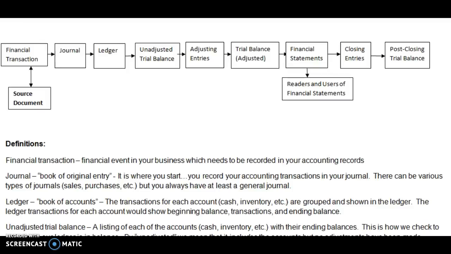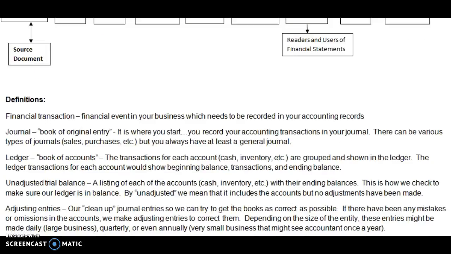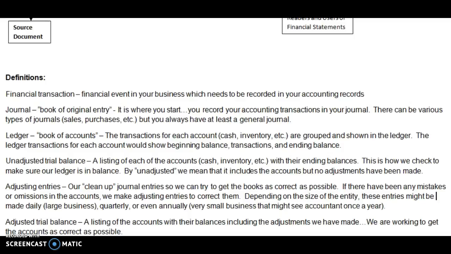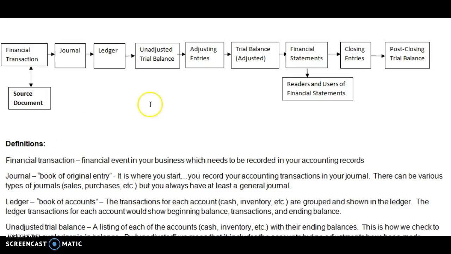Now, once we have numerous transactions recorded in the ledger, we'll run a trial balance. The first is known as an unadjusted trial balance because it's just coming straight from the ledger and we haven't done any corrections to it yet. And so from there, we do corrections, adjusting entries. That's where we try to clean up the books as much as we can to correct any mistakes that have been made or any omissions in the books. We put those adjusting entries in and we get to the adjusted trial balance.